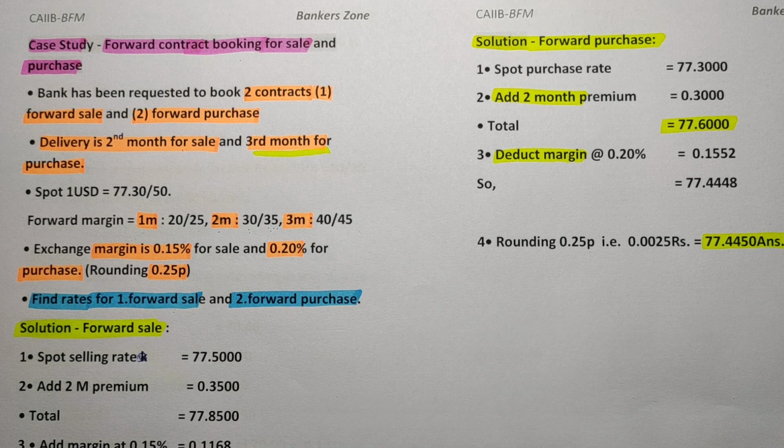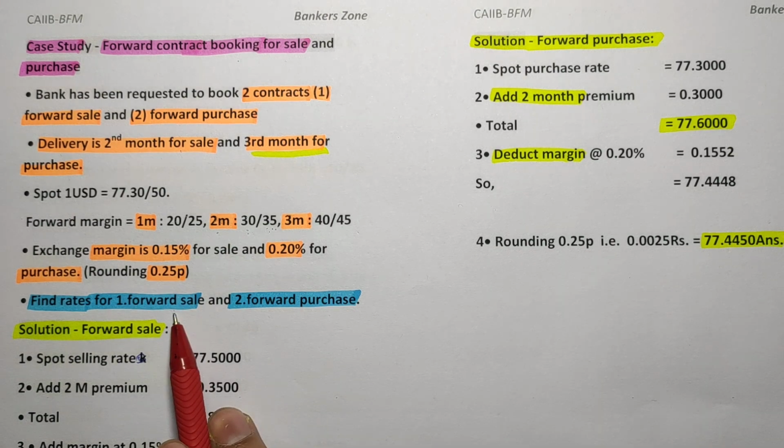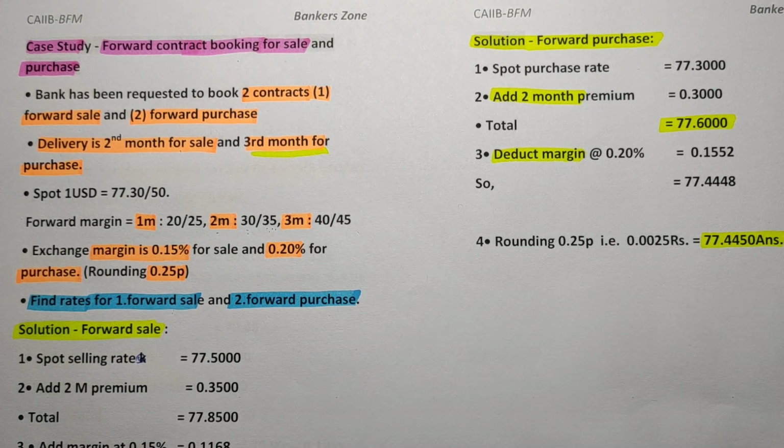So how to deal with this type of numerical? Friends, I have already told you. In this question we have sell as well as purchase in the same example. This type of numerical they can ask for 5 marks. Okay, so how to deal?